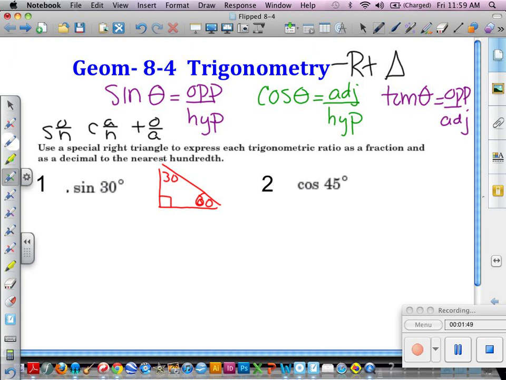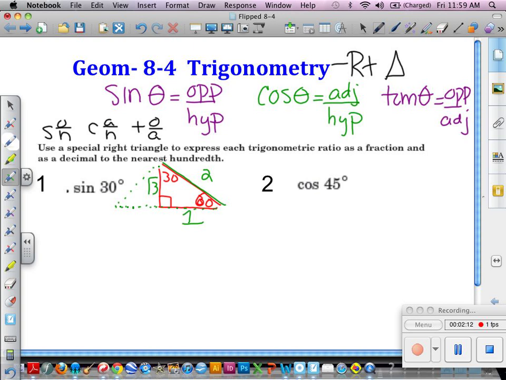Now remember, the 30, 60, 90 formulas and the relationships actually came from an equilateral triangle. I'm going to make this 1. Then this whole thing across is 2. All sides are equal, so this hypotenuse is 2. And then we discovered that this was root 3.